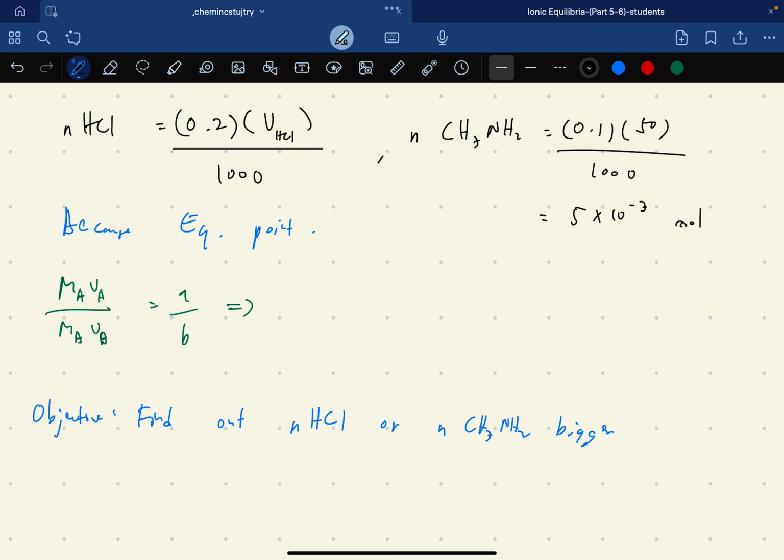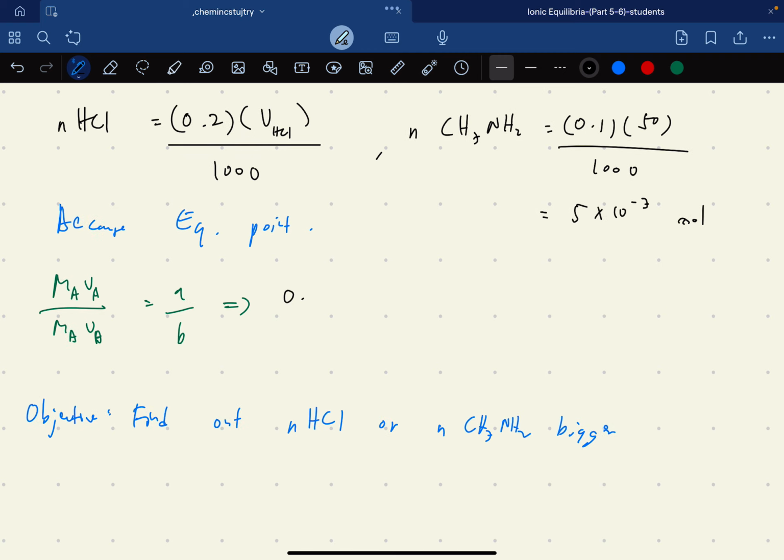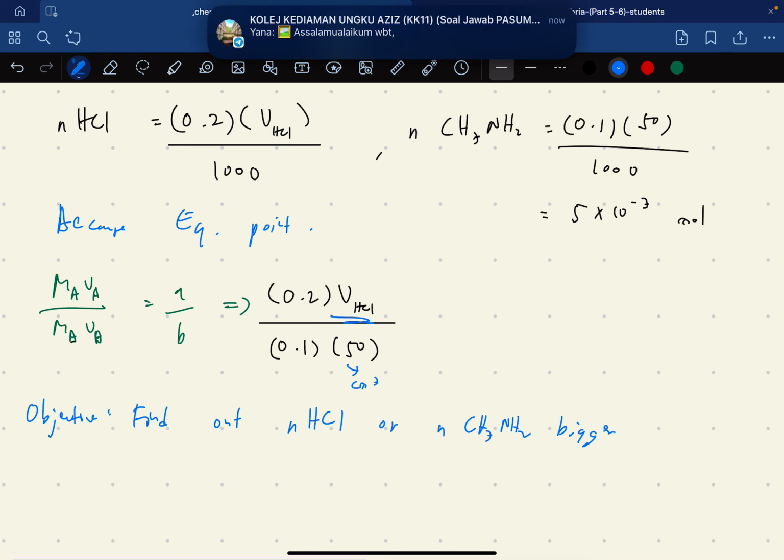A can be anything, so let's make A equals acid, B equals base because it's easy, right? So MA is 0.2, VA we want to find, so VHCl, over MB is 0.1, this is the molarity of methylamine, times VB, which is 50. This one you don't need to change into dm cube, because right now this one is in cm cube, so our answer will be in cm cube. If you use dm cube, the answer will be in dm cube, so it doesn't really matter.